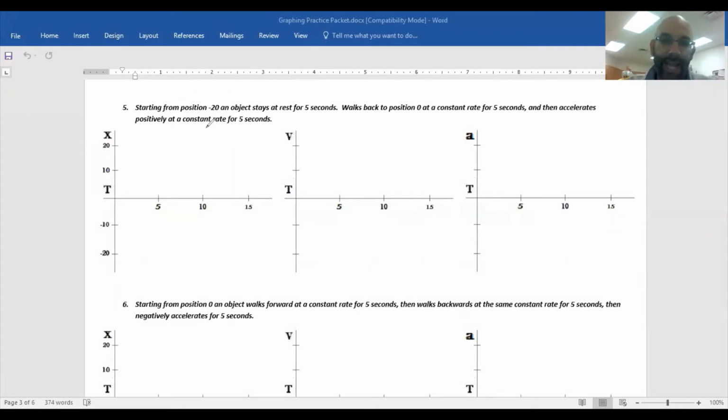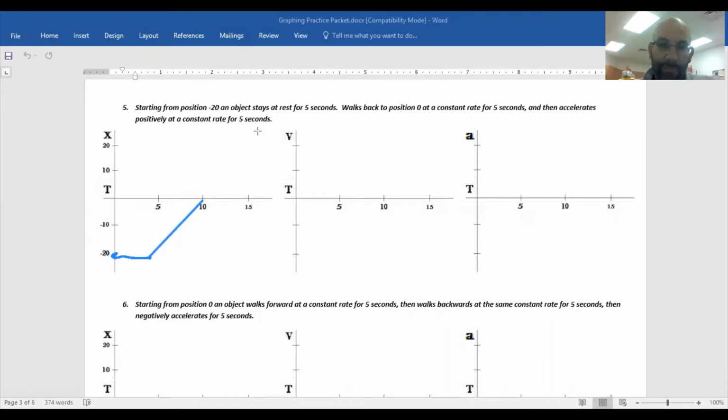We start from position -20. So we're going to start way down here in this position graph. All right, and we stay at rest for 5 seconds. Slope is velocity. If we're staying at rest, we have no slope. So the line is flat down here for the first 5 seconds. Then we walk back at a constant rate. So we're moving. We have a constant rate. So that means we're going to have a line. The line is going to have a slope that doesn't change or is linear in nature.